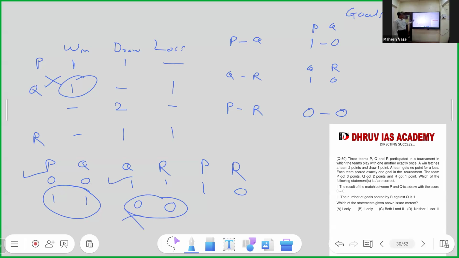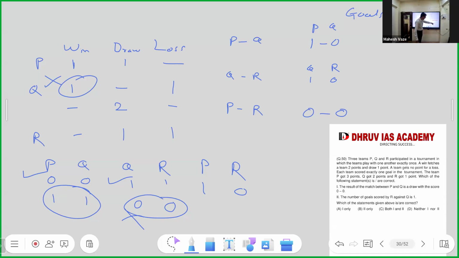Okay, so what has happened is P has won against R, scoring 1 goal. So P got 2 points, R got 1 point. P has drawn against Q, so 0-0, so 1 point here for P. So total 3 points. 1 point for Q here. And in the draw of Q and R, they have got 1 goal each and 1 point each. So it tallies.